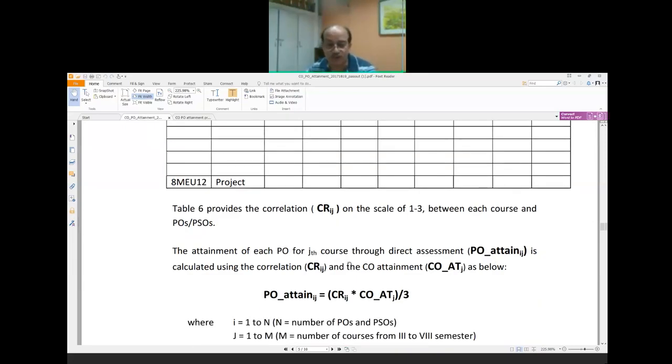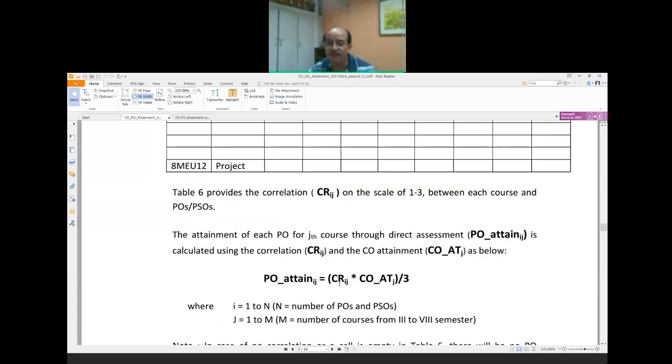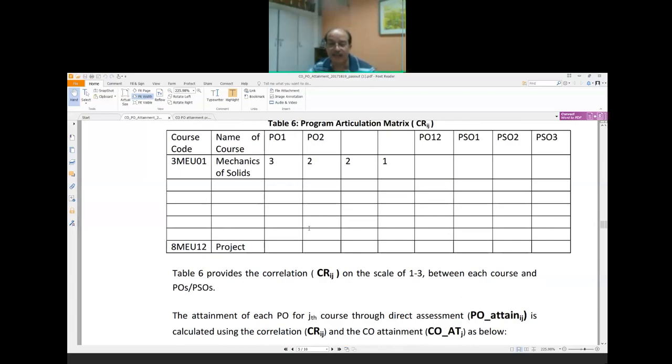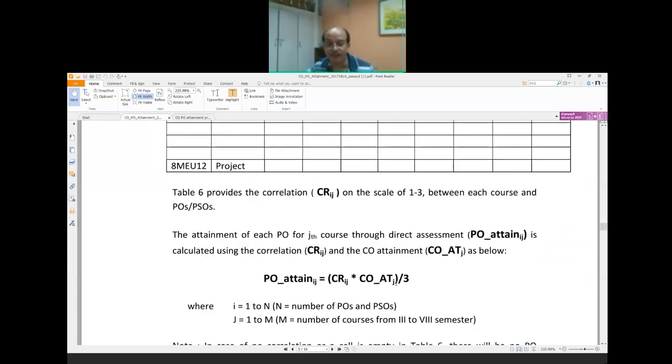Now we calculate the attainment of each of the POs for each course through direct assessment. PO attainment is calculated using the correlation CRij and the CO attainment, which we have defined below. So PO attainment is CRij corresponding to the ith course, i from 1 to 12 or 1 to 15 if I got 15 there, and corresponding to that particular COATj, we divide by 3.